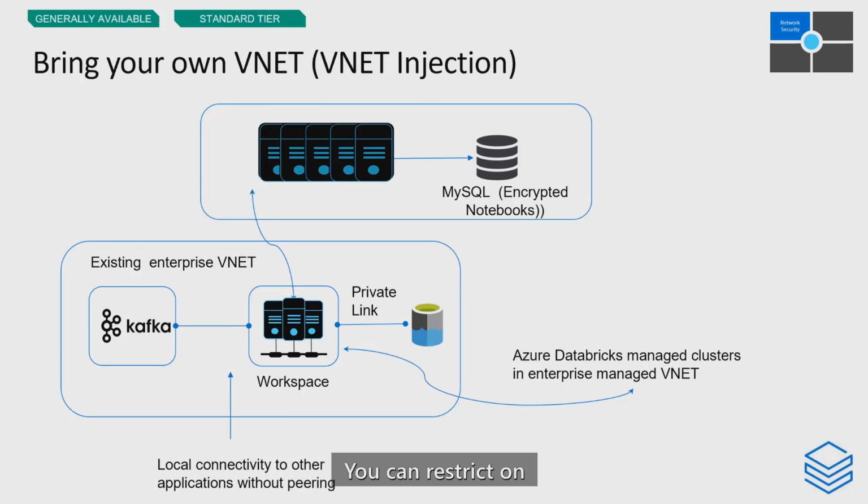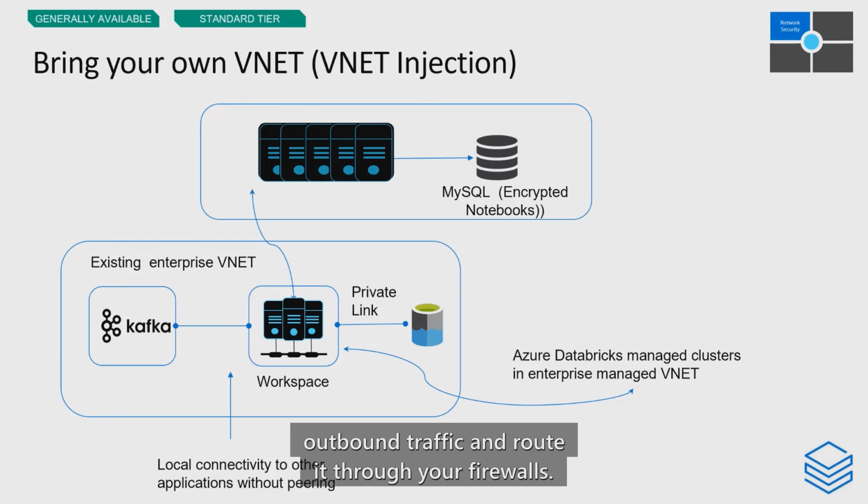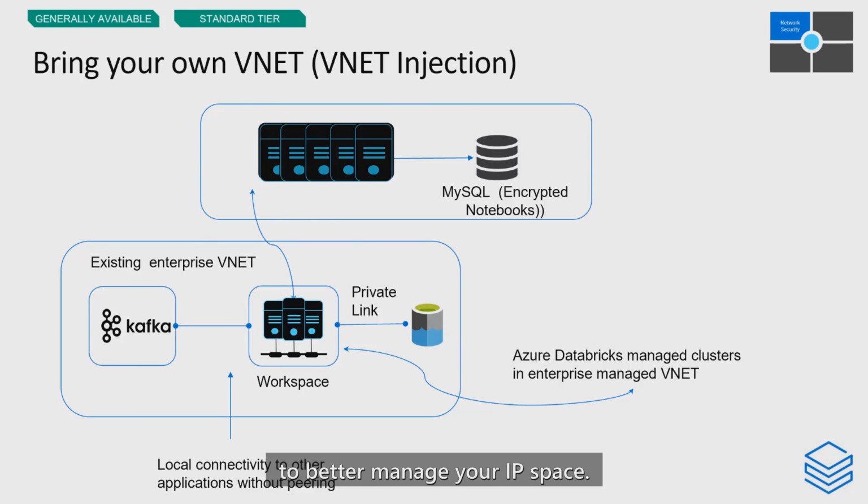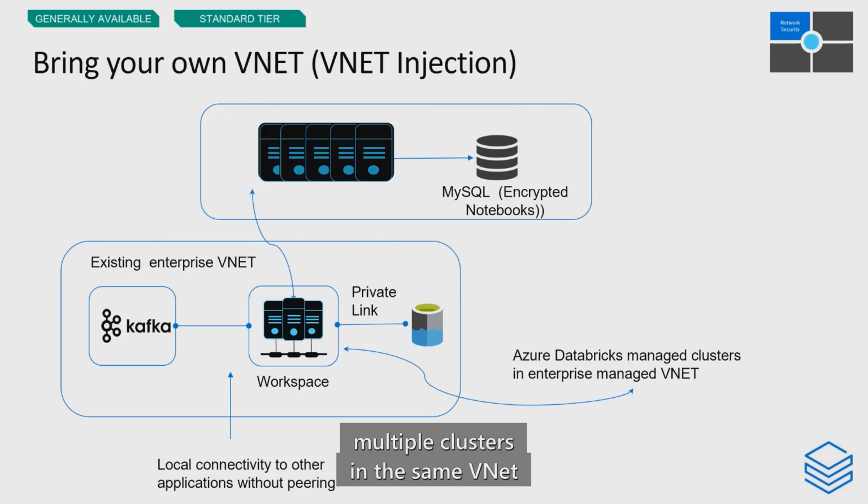You can restrict outbound traffic and route it through your firewalls. You can also configure custom CIDR ranges for Azure Databricks clusters to better manage your IP space. Furthermore, you can now consolidate costs by launching multiple clusters in the same VNet, to make sure that you're consolidating all the costs in one place.